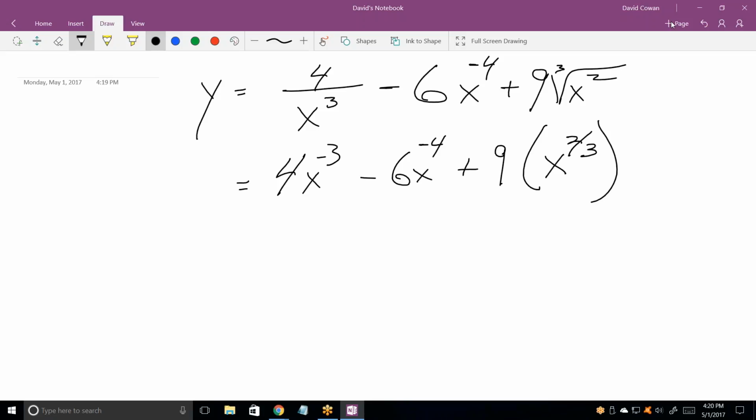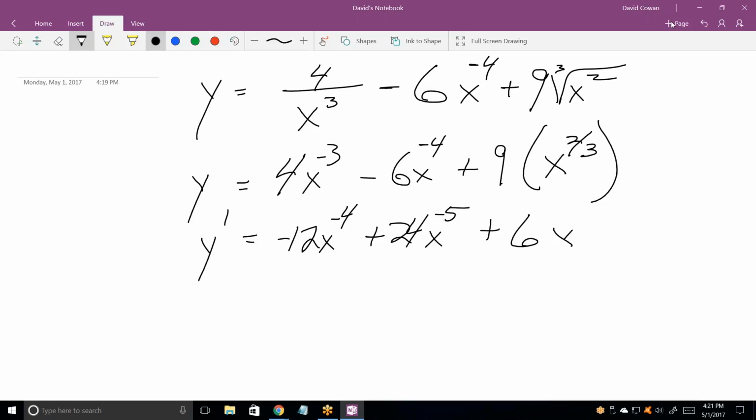So now that I've written this properly with respect to calculus, just differentiate each term. What's the first term? It's going to be negative 12x to the negative fourth plus 24x to the negative fifth, because it would be negative 24, but yep. And then plus, let me think, that would just be 6x to the negative 1/3, right?